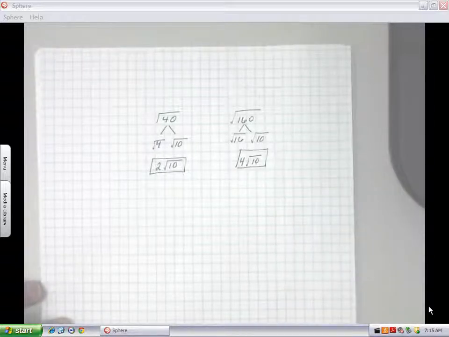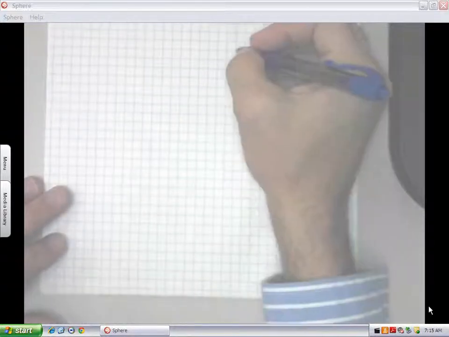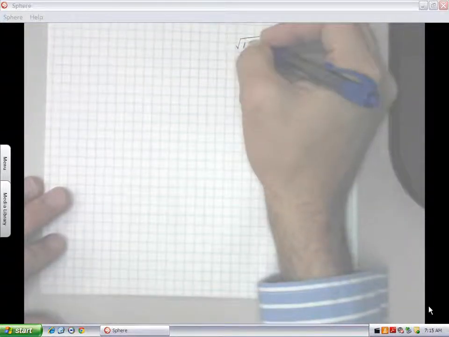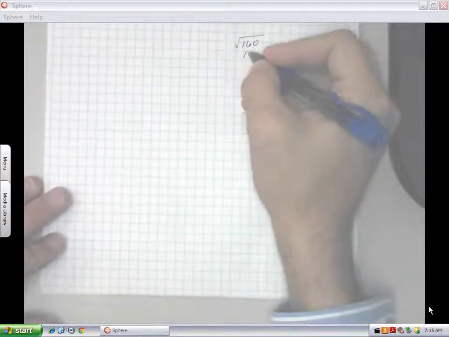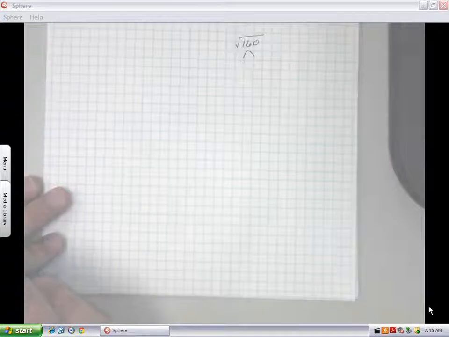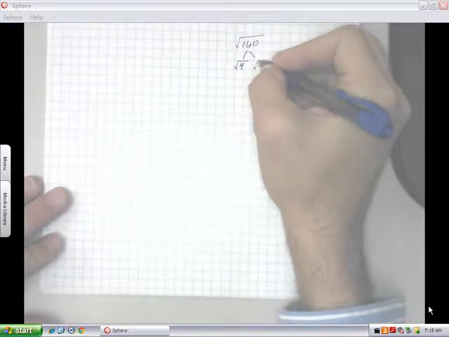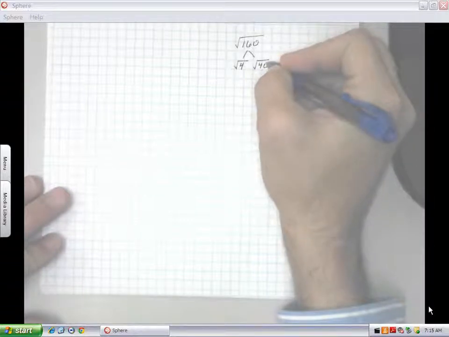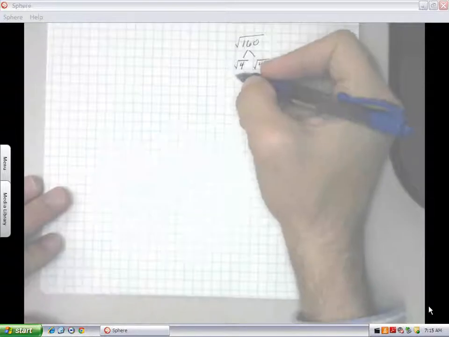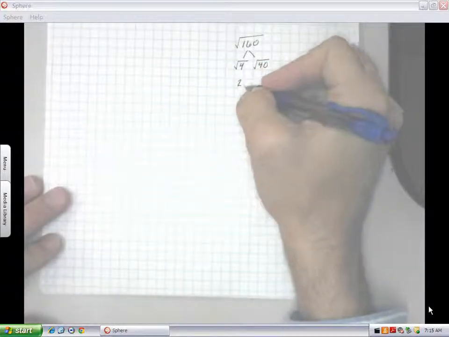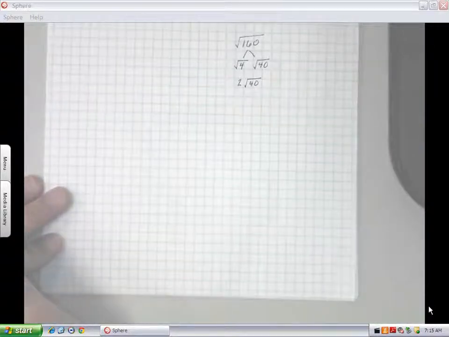What would have happened if instead of taking out 16, I would have mistakenly thought that the biggest perfect square going into 160 was 4? Then I would have had the square root of 4 times the square root of 40, which reduces to 2 square roots of 40. Now, unfortunately, that has not been simplified all the way.